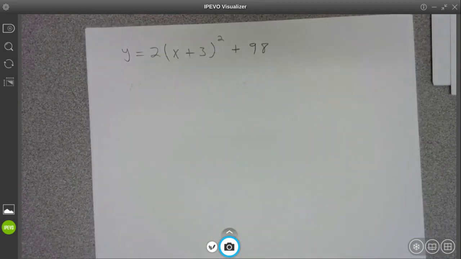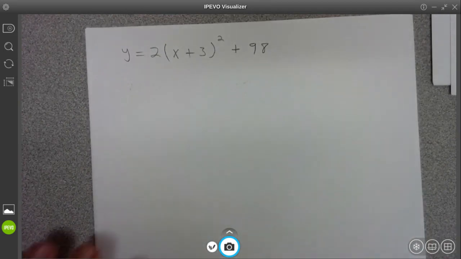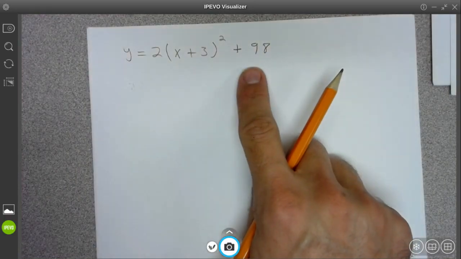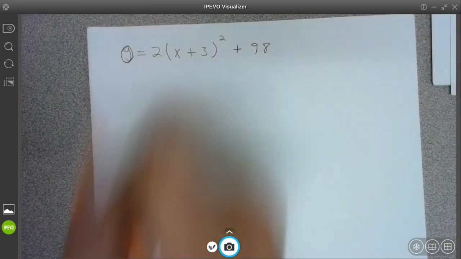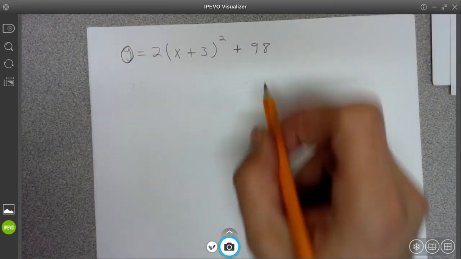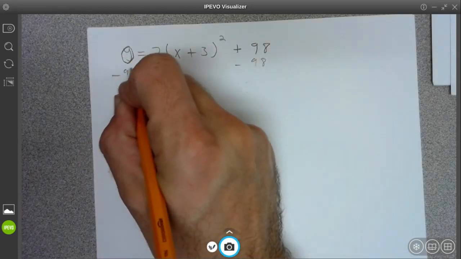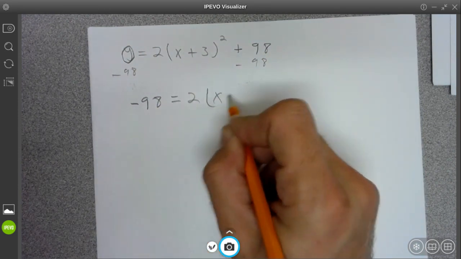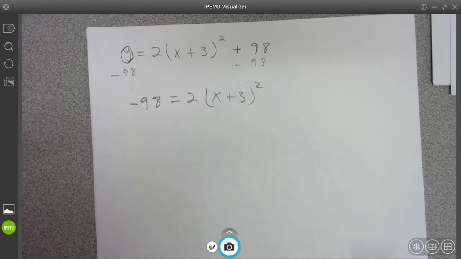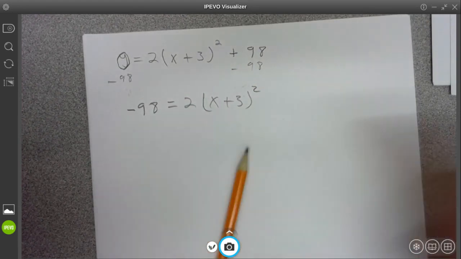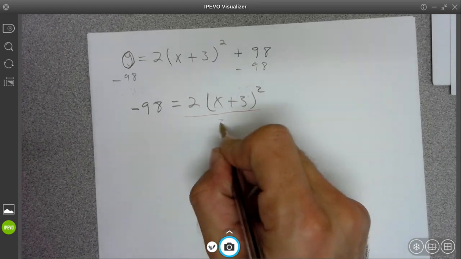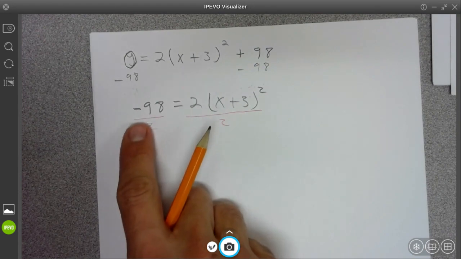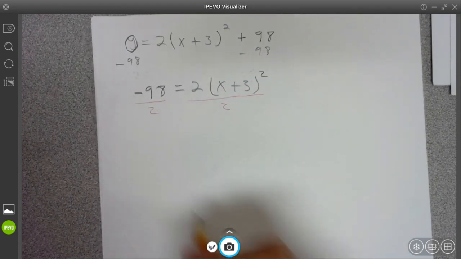I'm going to do this last one real quick. I don't think it takes too long. Yeah, we've got time. So plug in 0 for y. And you're going to subtract 98. This is going to give you negative 98 is equal to 2 times x plus 3 squared. Then you would divide by 2. Now negative 98 divided by 2 is equal to negative 49.